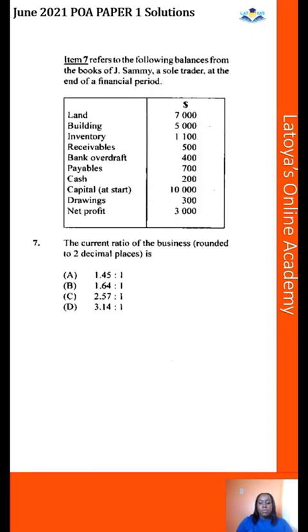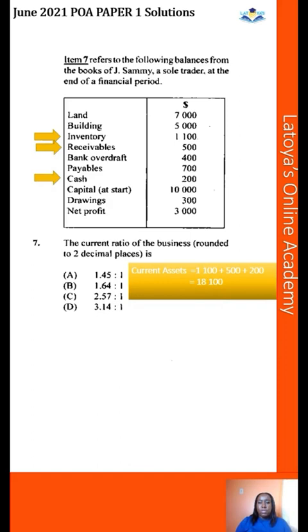Item 7 refers to the following balances from the books of J. Sammy, a sole trader at the end of the financial period. The current ratio of the business rounded to 2 decimal places is... So the question wants us to calculate the current ratio, and to do so, we're going to divide the current liabilities by the current assets. Now first, let's identify the assets given. We have inventory, that's 1,100. We have receivables, which is 500. We have cash, which is 200. So we're going to add that, and we are getting the current assets to be a total of 18,100.